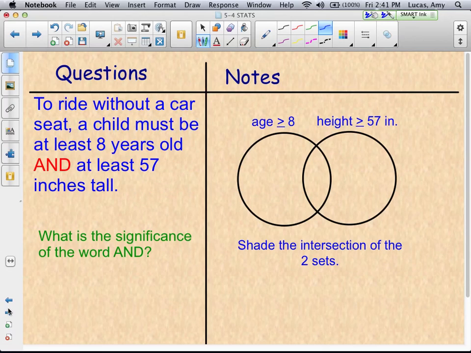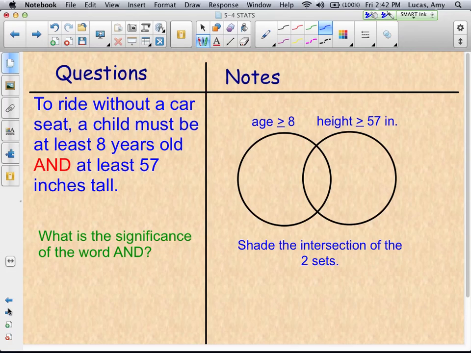To ride without a car seat, a child must be at least 8 years old and at least 57 inches tall. What is the significance of the word and? In this situation, we are presenting a real world example of where you would work with inequalities. In the state of Minnesota, the seatbelt and car seat rules have changed over the years. So this is, I believe, the current rule for children riding in a car seat or a booster seat.